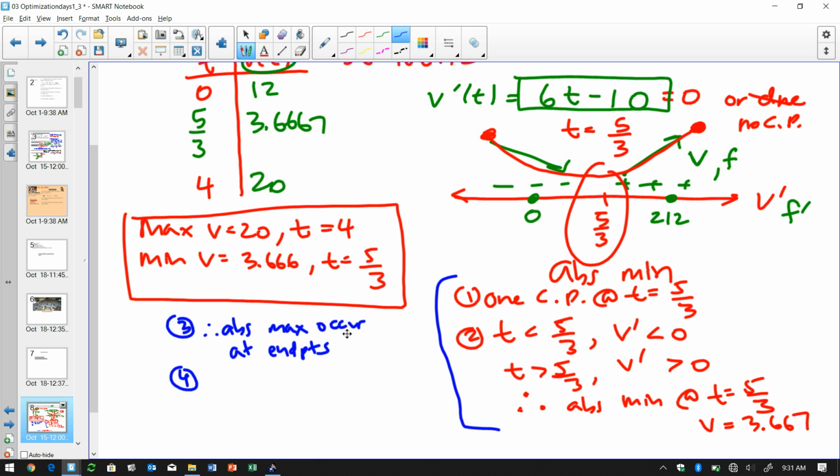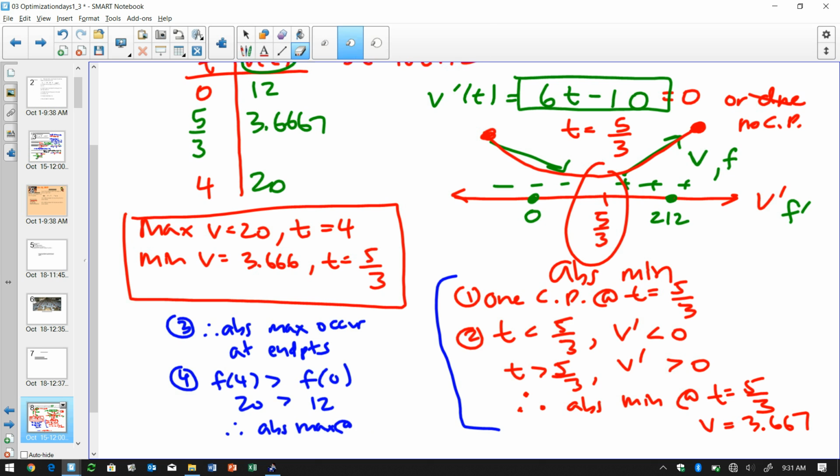All right. And so then you have to say, well, which maximum is bigger? So what you'll say is f at 4 is bigger than f of 0, meaning that your 20 is greater than 12. So therefore, you have an absolute max at t equals 4, or at b equals 20. That is your justification.